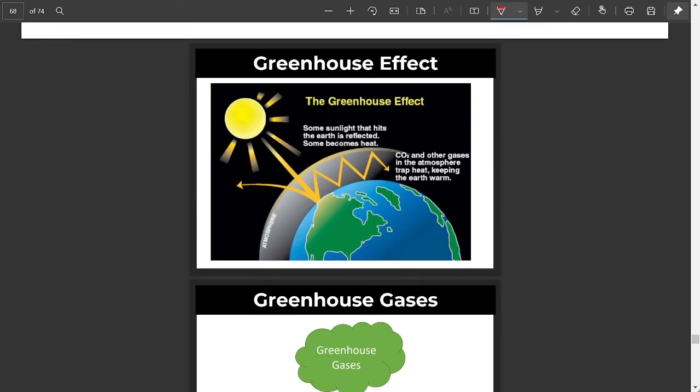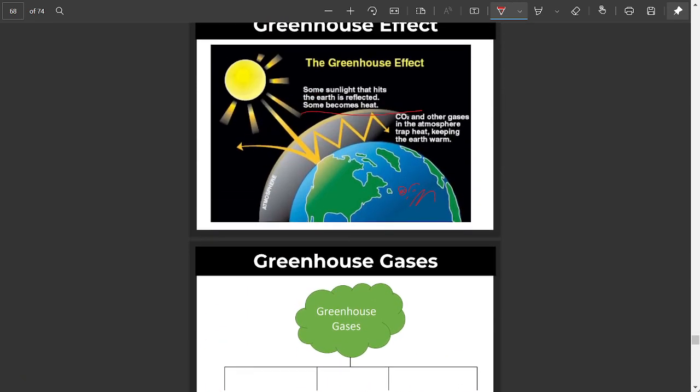Okay, now the greenhouse effect. Some sunlight that hits the earth is reflected, and some becomes heat. Like, you can see the glaciers are over here and becoming water. I don't remember what we called it. But now CO2 and other gases in the atmosphere trap heat, keeping the earth warm.